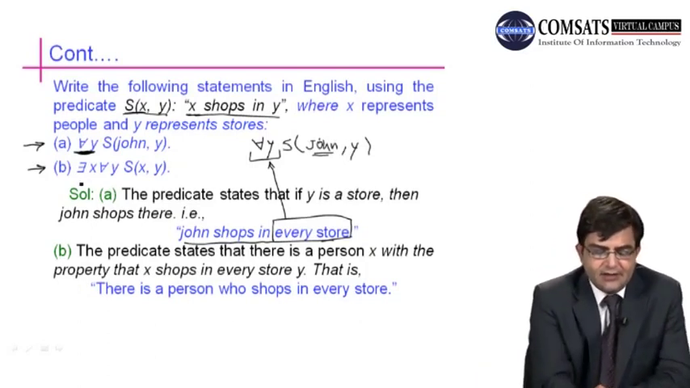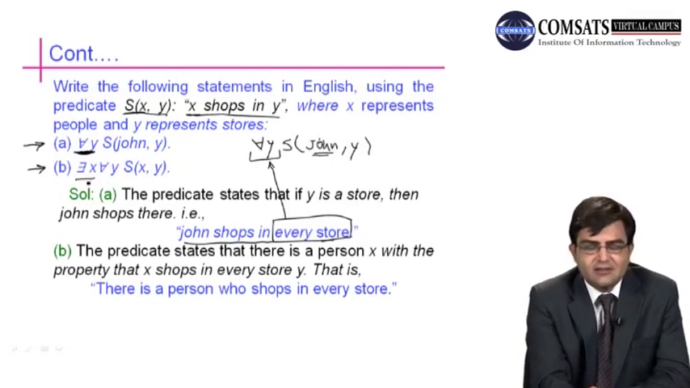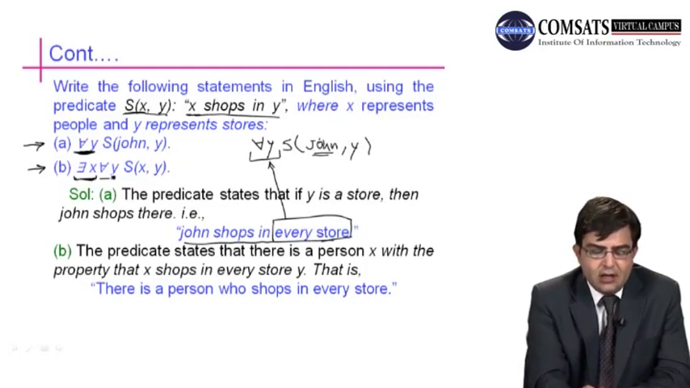Another example is there exists x, there exists some person, for all y, every store, S of x y. What does it mean? Here we have there exists a person, or there is a person who shops in every store.